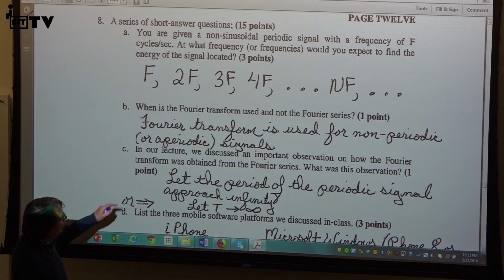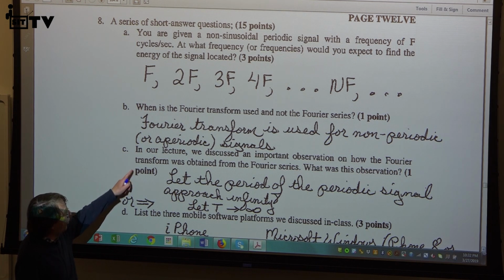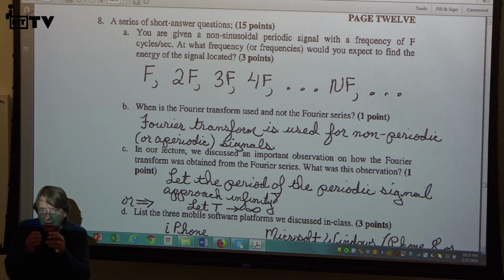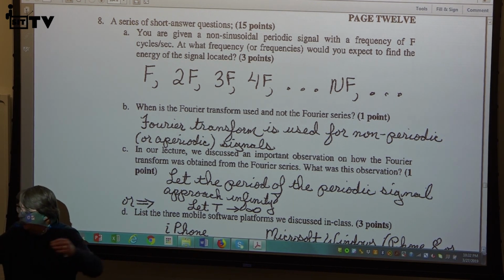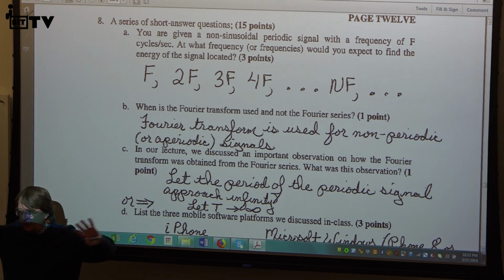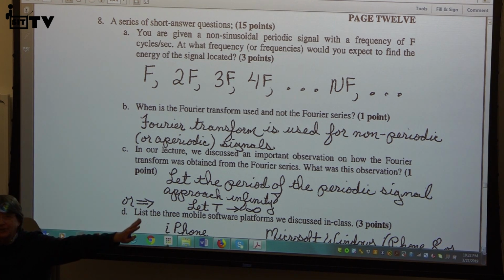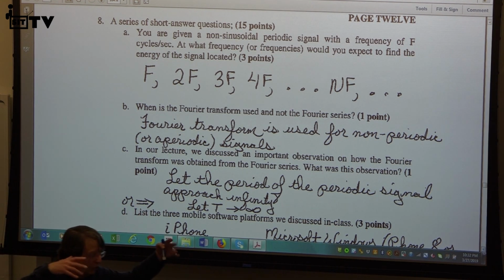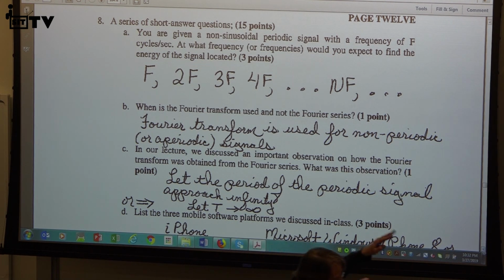In our lecture, we discussed an important observation on the Fourier transform. What was this observation? Let the period go to infinity. That pushes all the other periods out. That's right, isn't it? I'm searching for a word here. A picture's worth a couple of thousand words, especially this hour of the night.